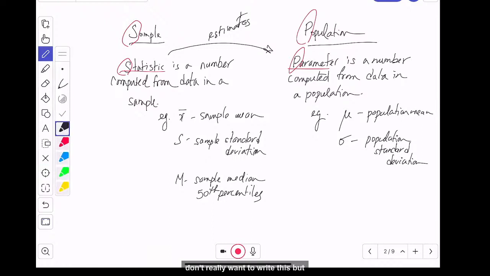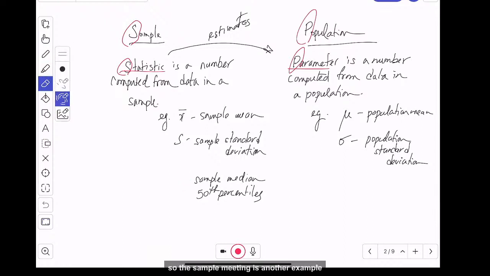I don't really want to write this, but, you know, I don't know. That's just another example. I'm not going to put a symbol in. That's what I'll do. I'll avoid it by just no symbols. So the sample median is another example, and the population median would be what it's trying to estimate. Okay, so those are examples.